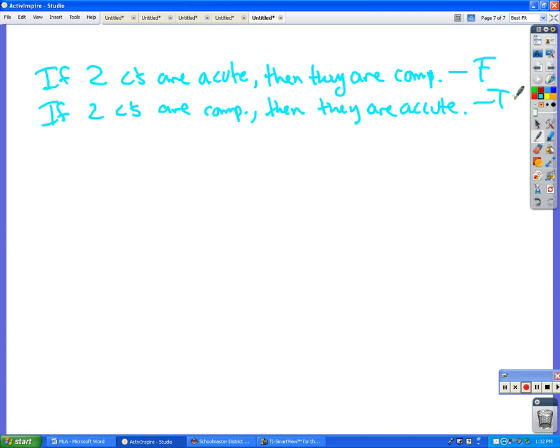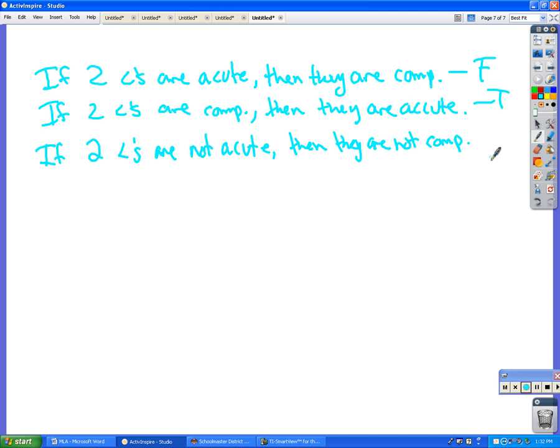Okay, next one is the inverse. And so what do I do with that again? You make them opposite. So you would say, if two angles are not acute, then they are not complementary. Okay, so if two angles are not acute, then they are not complementary. Is that true or false? True.